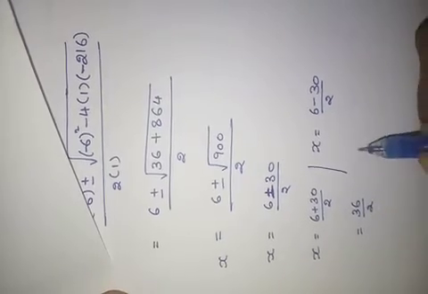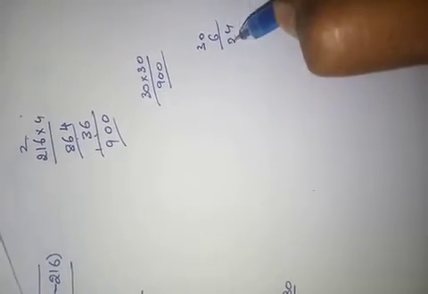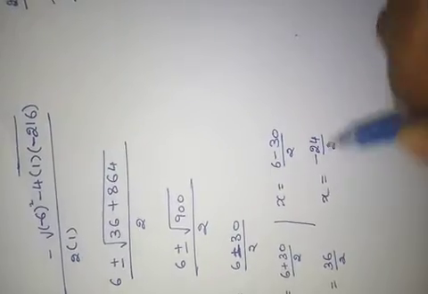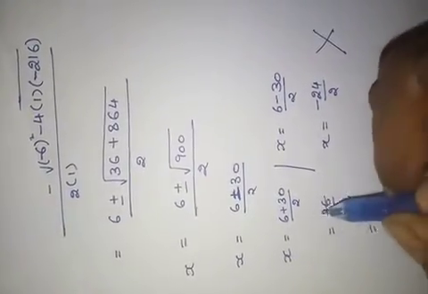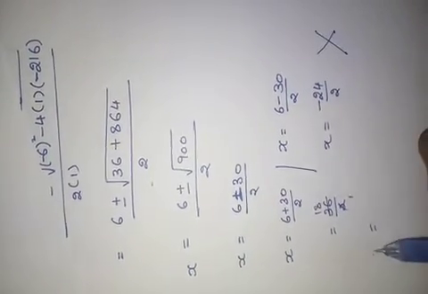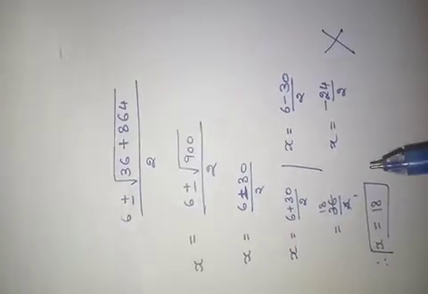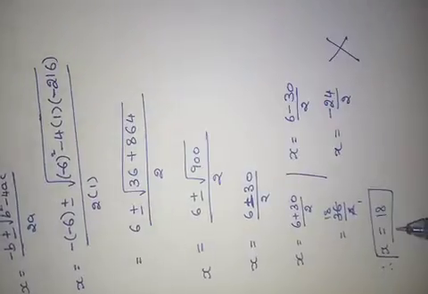Here how much? 36 by 2. Here 6 minus 30 is minus 24, by 2. This is a negative value, no? So neglect this. 2 ones are 2, 2 eights are 16. Therefore x equals 18. That is what we have taken, two squares. One side of a square.